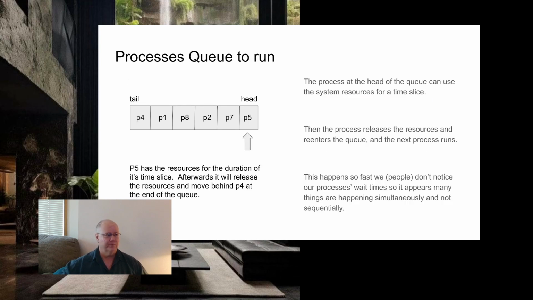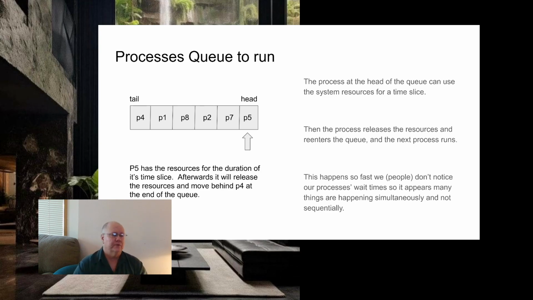That's the short version. Now, behind the scenes, processes will queue to run. A queue is like a line at a grocery store where you walk in and stand in line, right? It has a head of the queue and a tail of the queue. Processes and shoppers will go to the end of the tail to queue up to run, or to shop, or to check out. In this example, I have a small diagram that shows P4, P1, P8, P2, P7, and P5.